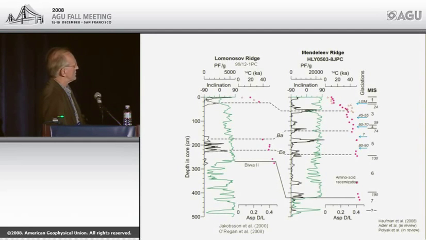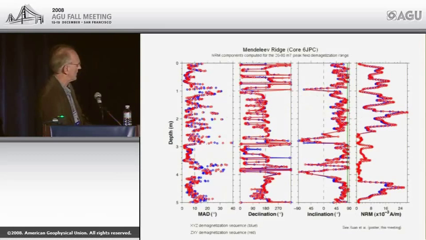So let's look at this core. This is one of the ones that we've studied here. This is from the Mendeleev Ridge, and here's the change in inclination that we see somewhere in stage 7, which some people would like to correlate with this inclination change on the Lomonosov Ridge. So let's look in a bit more detail at the magnetic properties of these Mendeleev Ridge cores. This is just showing the top 5 meters of a core collected very close to the core shown in the last image. And this is the MAD value, declination, inclination, and the NRM intensity.